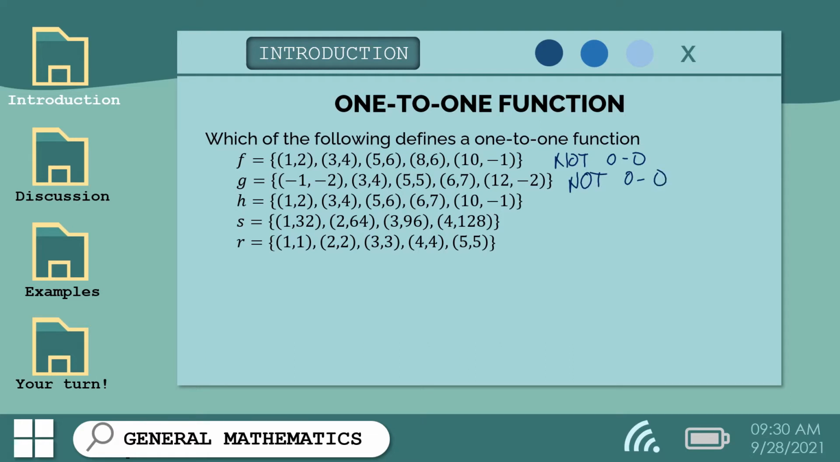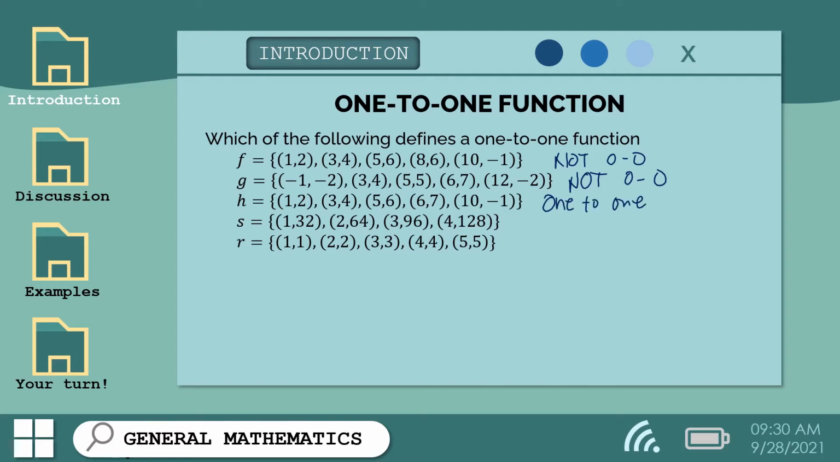Next, H. Here, we have 1 related to 2, 3 related to 4, 5 to 6, 6 to 7, 10 to negative 1. It is a function because each one is paired with only one. Then, let's check if this is a one-to-one function. The 2 is with 1 only. The 4 with 3 only. The 6 with 5 only. The 7 with 6 only. Negative 1 with 10 only. So, there is no y value here that is paired with two or more x values. This means this is a one-to-one function. It is one-to-one.